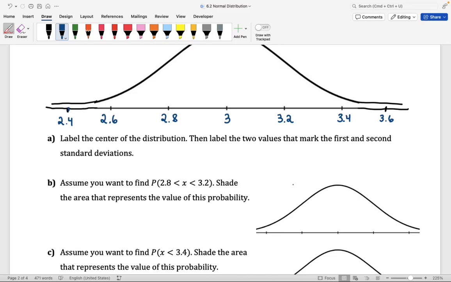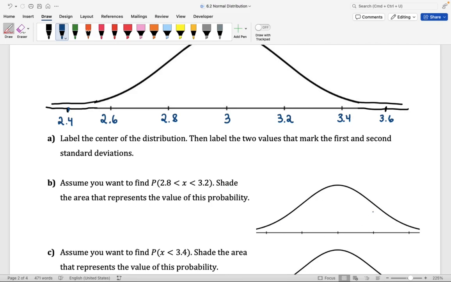So now when we're transitioning into talking about probabilities using a normal distribution, we're going to be calculating the area under the normal distribution. In part B, you're going to assume that you want to find the probability of X being between 2.8 and 3.2. You're not going to find the probability. You're just going to assume that you're wanting to find it. Now, what you're going to do, you're going to shade the area that represents the value of this probability.